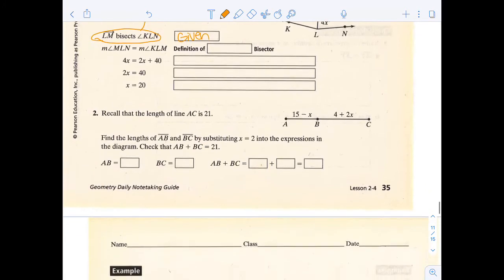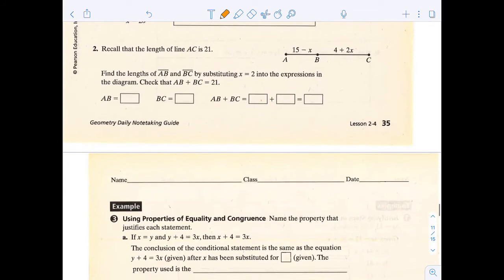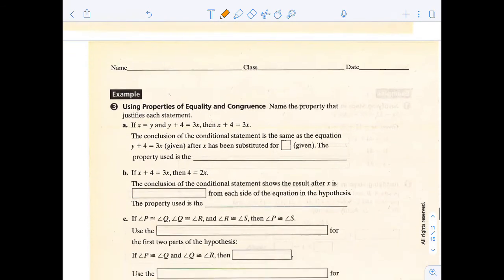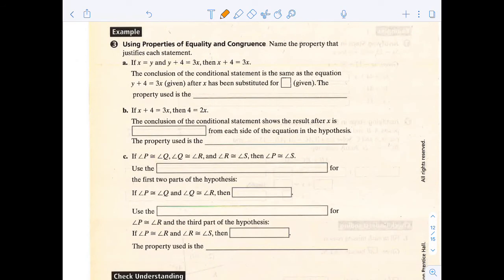Okay, then number 2 says recall that the length of AC is 21, so it's the same line as we had up in example 2. You're going to find the lengths of each piece, so AB and BC, by substituting in x equals 2 and reason through that. Okay, now we're going to do example 3 together.